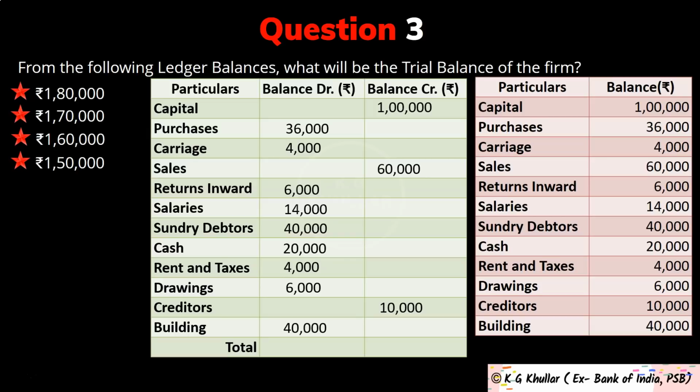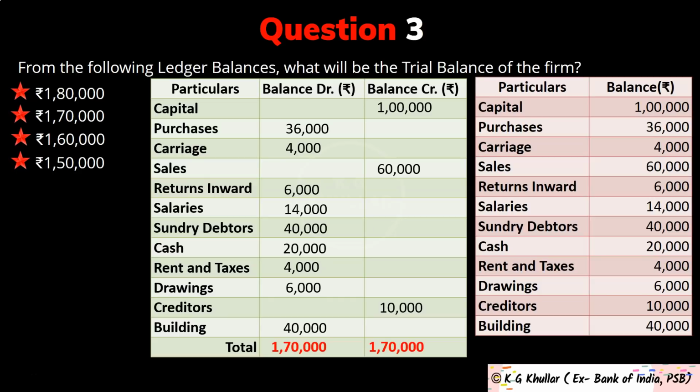So friends, as you can see, we are done with segregation of the heads. Now to get trial balance, just total both debit as well as credit sides. Please note both sides must tally, and if not, then you must have done some mistake. Now as you can see in this question, both sides are tallying and is equal to 1,70,000, which is nothing but a trial balance. Thus the correct option for the given question is option B.